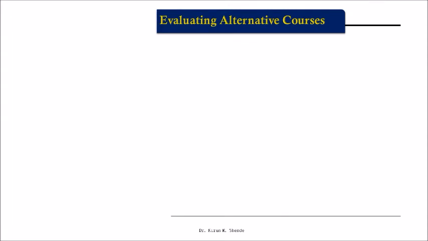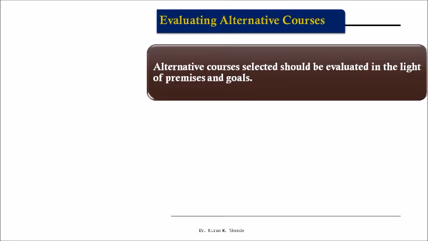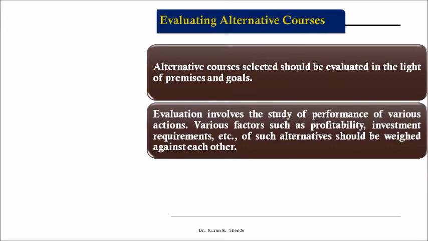The next step is evaluating alternative courses. Alternative courses selected should be evaluated in the light of premises and goals. Evaluation involves the study of performance of various actions. Various factors such as profitability and investment requirements, etc. of such alternatives should be weighed against each other. So it is very important to compare and weigh every alternative correctly.